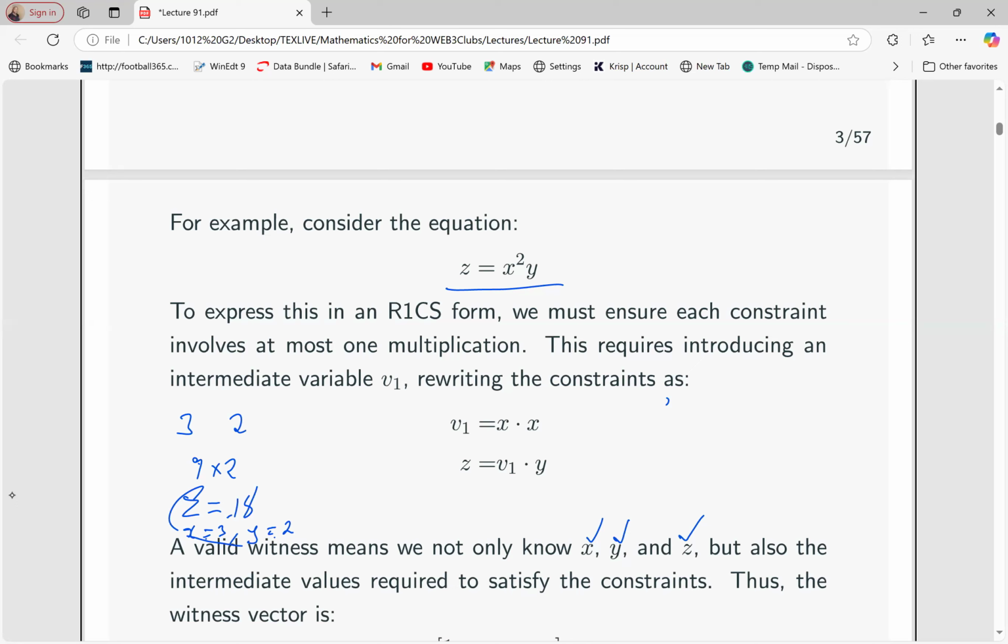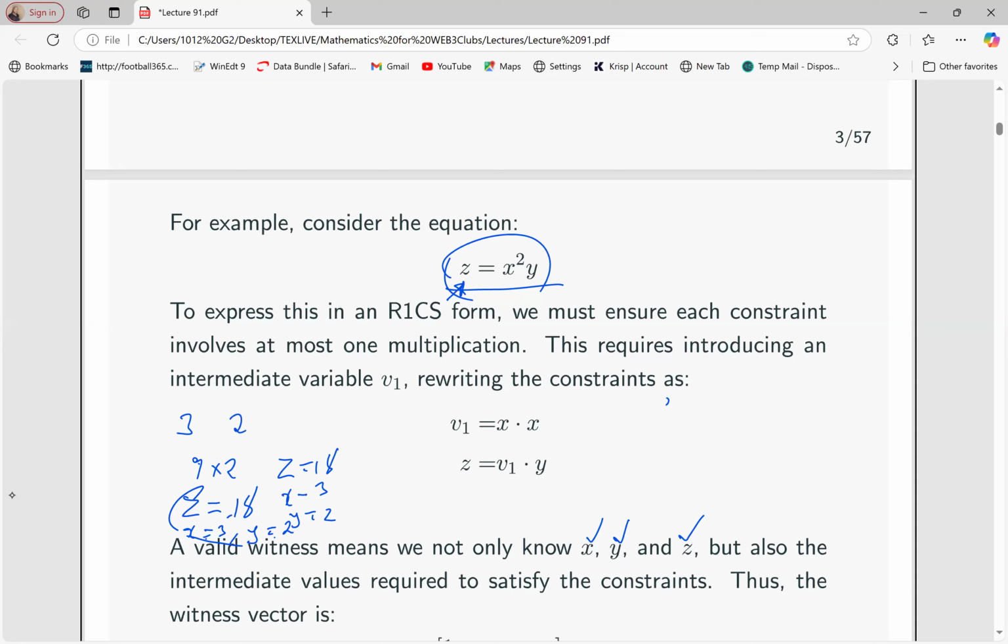We are saying that this person does not want this to be known. He doesn't want to reveal what Z is. He knows Z, but he doesn't want to reveal it. So I ask him, show me you know Z. Then he gives me 18 as the Z value. Then he gives me X as 3, and he gives me Y as 2. So it's just for me to go through this and see whether it's correct.